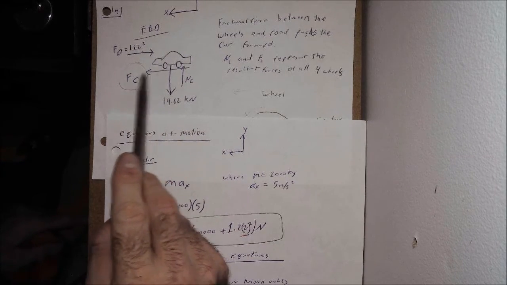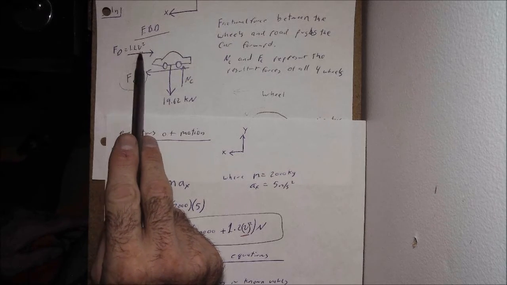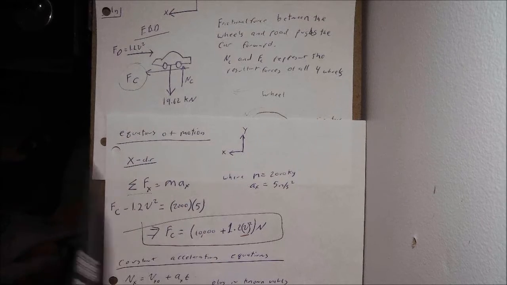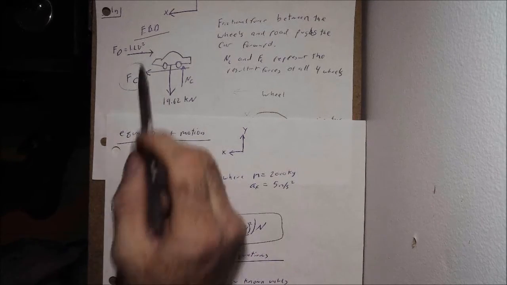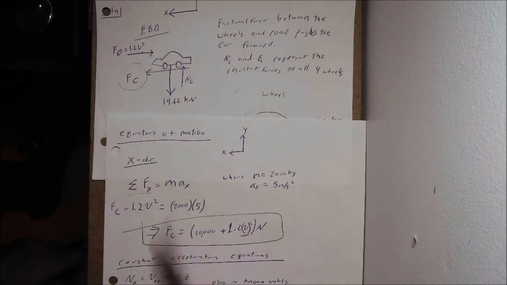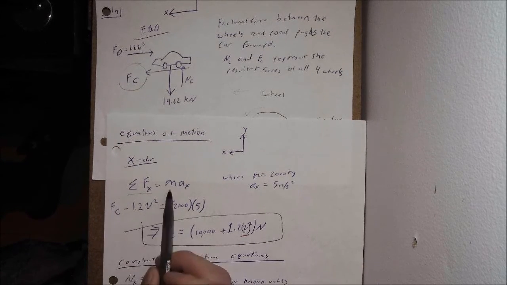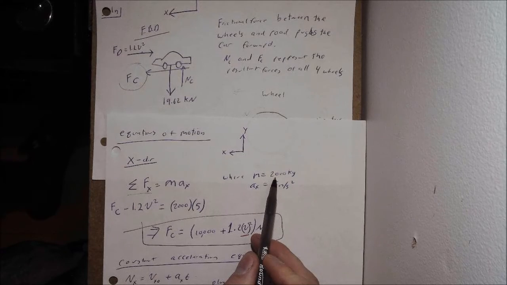So we have a frictional force from the car here, F sub c, and we have our drag force here, F sub d. F sub d is going in the negative x direction. F sub c is moving in the positive direction. F sub d we know is 1.2 v squared. So we can say F sub c minus our F sub d of 1.2 v squared is equal to m a sub x, where m is our 2,000 kilograms.